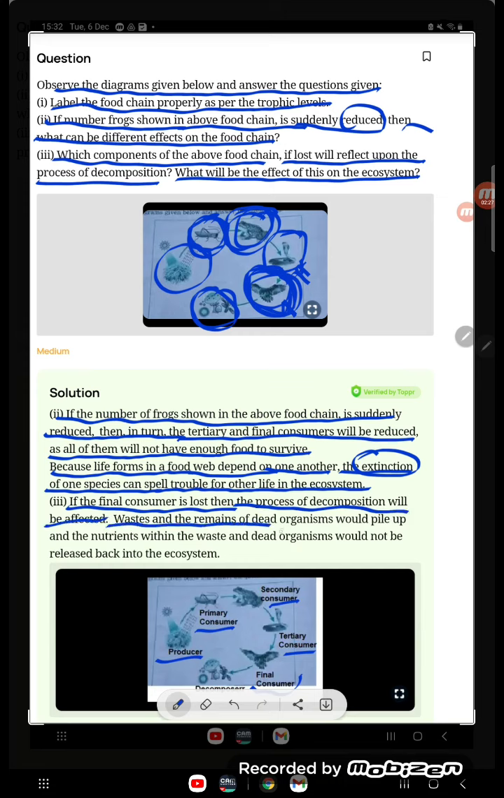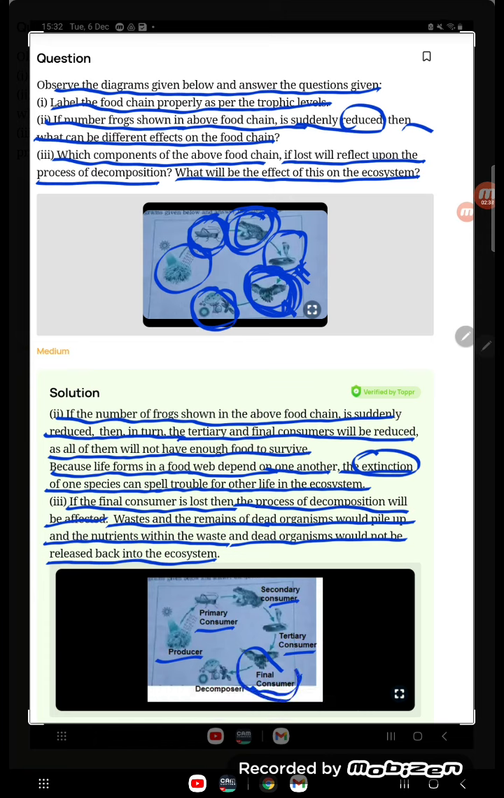Waste and remains of dead organisms would pile up, and nutrients within the waste and dead organisms would not be released back into the ecosystem. So that is, if the final consumers are not there, decomposition will be affected.